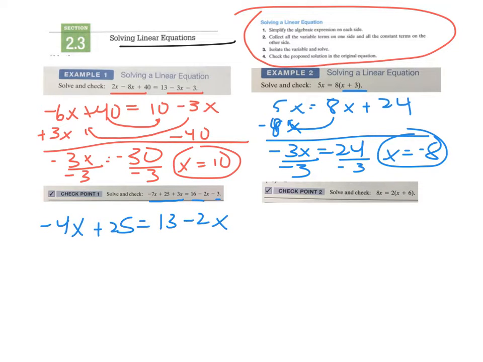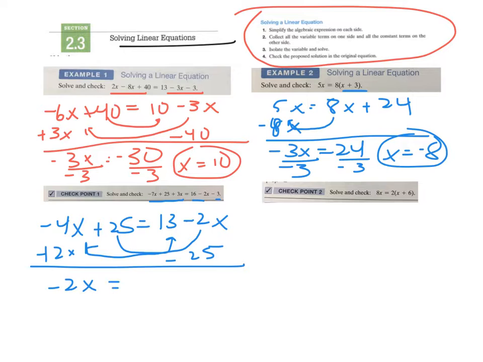Once you have it simplified, I now move the letters over to the left. So that'll be a plus 2x. And I move the numbers to the right. So that's going to be a minus 25. And when I do that, I get a negative 2x equals a negative 12. Divide by my negative 2, so this is solving, and x equals 6.